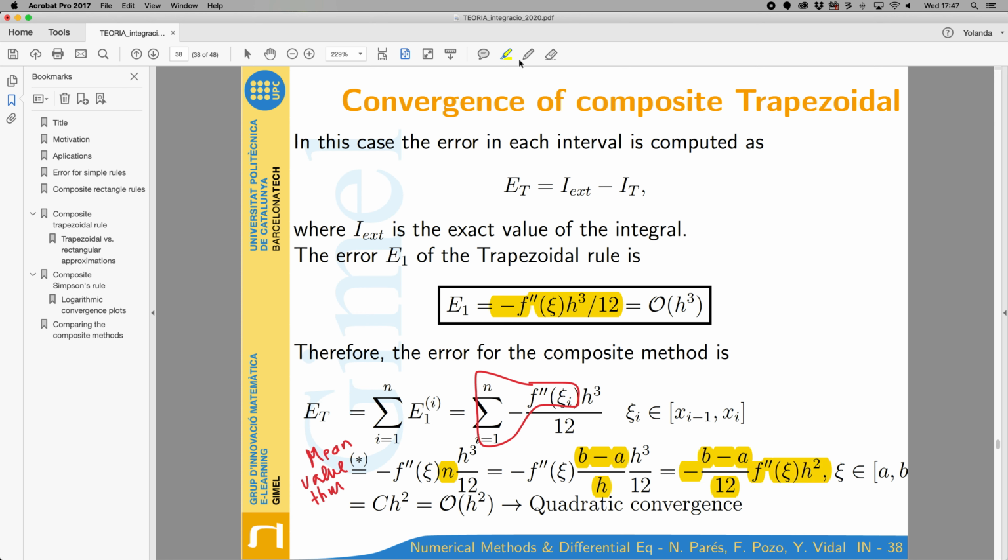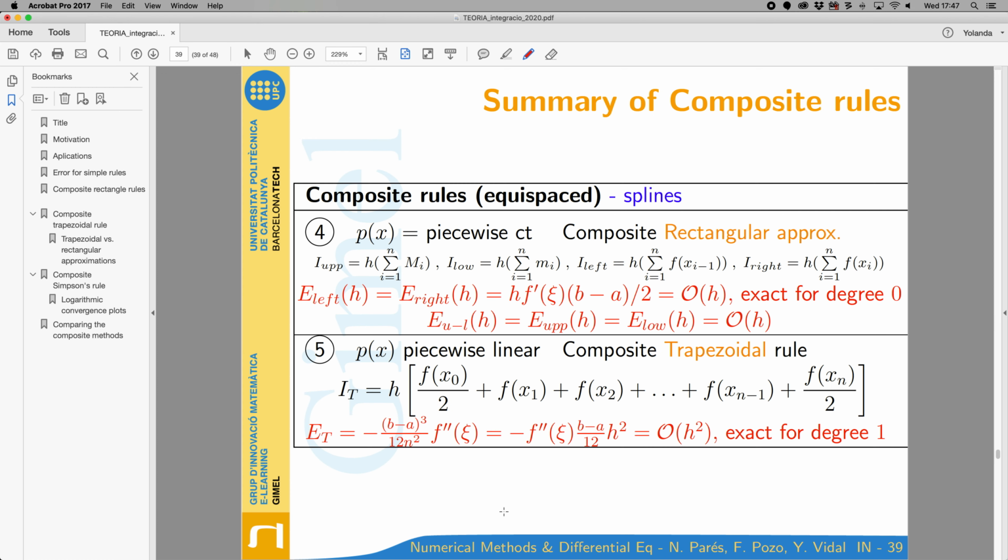So again, I would recommend to box this. This is the formula to compute the composite trapezoidal error. And what we can see here is that now we have a quadratic convergence. So what's the meaning of that? That means that when h goes down to 0, my error will go quadratically to 0. So it will converge much, much faster than the rectangle rule.